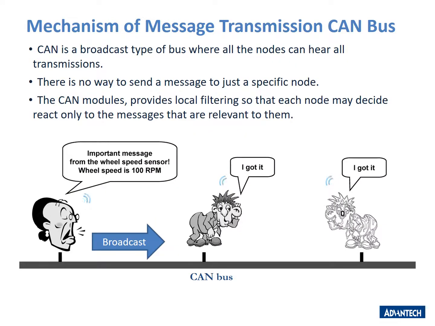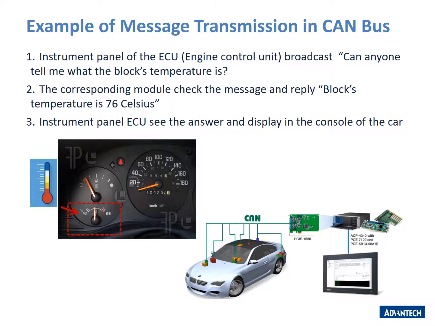How is the mechanism of message transmission in CAN bus? CAN is a broadcast type of bus where all the nodes can hear all transmissions. There is no way to send a message to just a specific node. The CAN hardware, however, provides local filtering so that each node may decide to react only to the messages that are relevant to it.